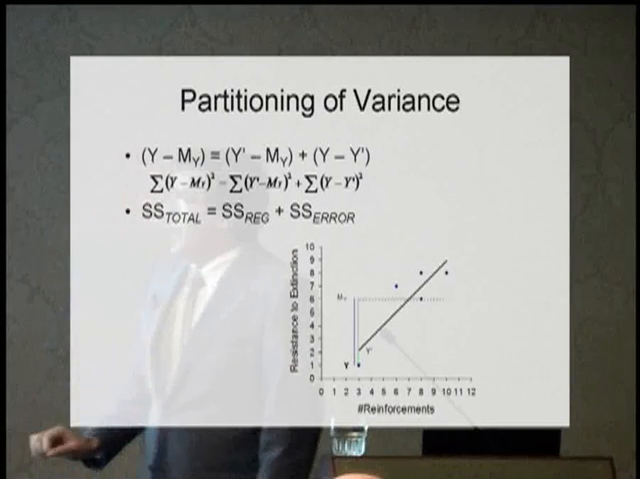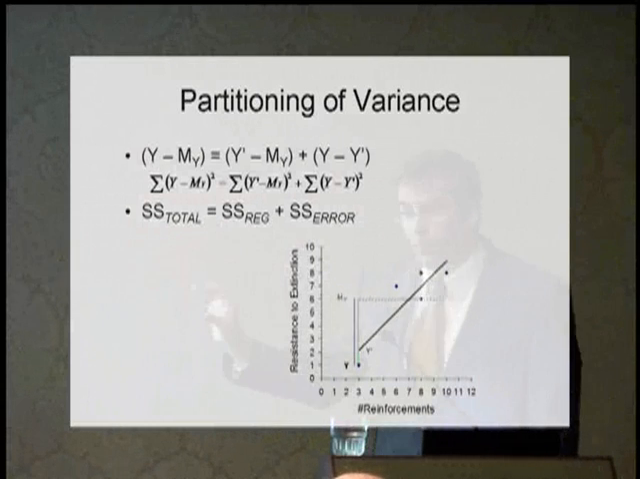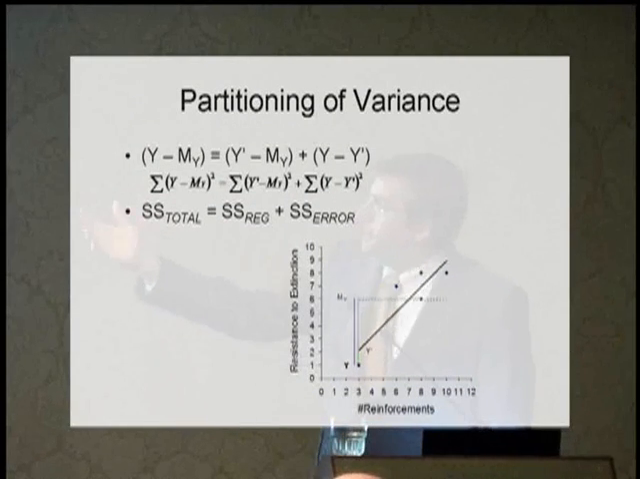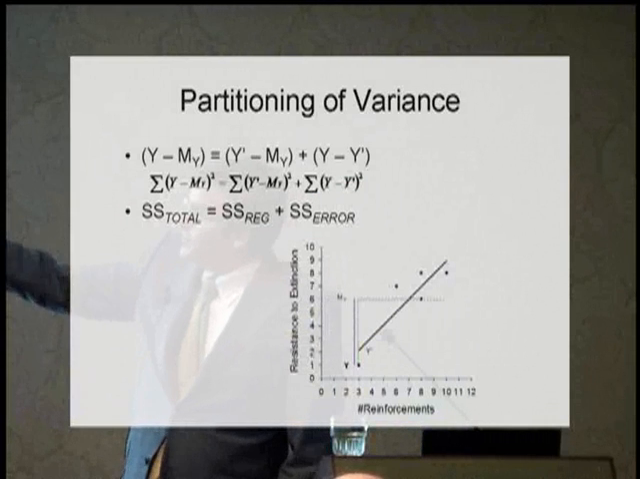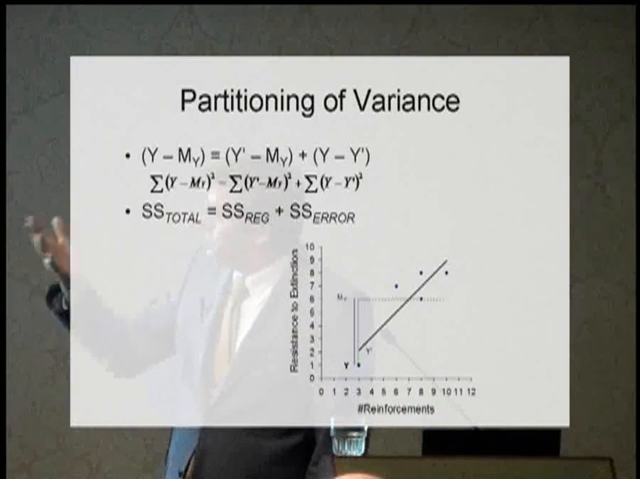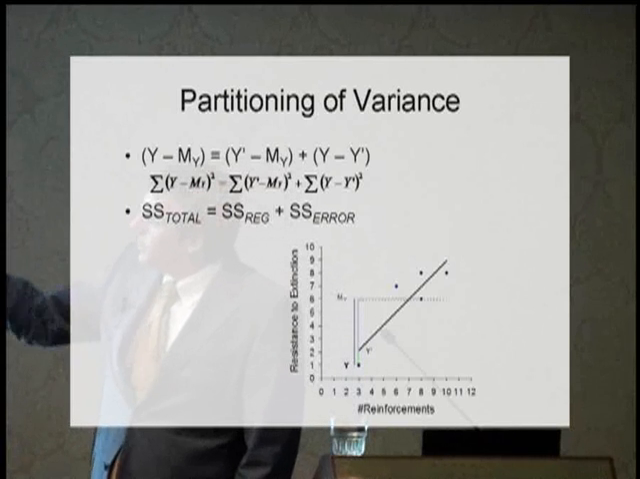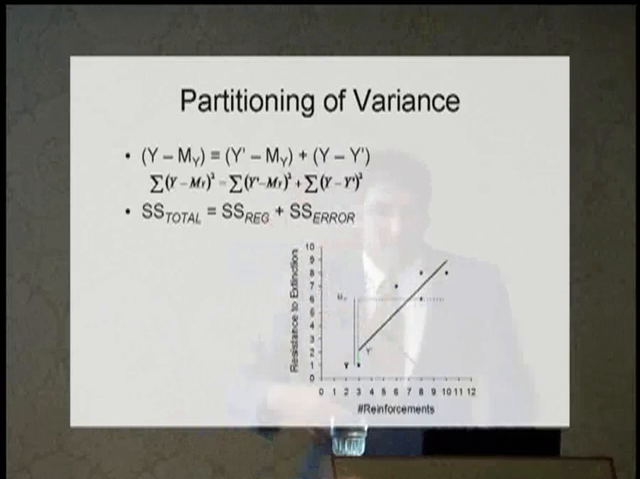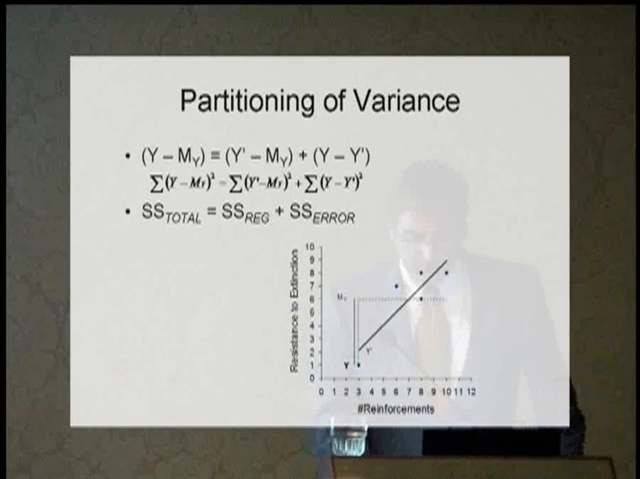And if you calculate those deviations for each of the points, square them and sum them up, you get the sum of squares total, which is essentially the total variance in your data, in 2 components, SS regression plus SS error. So SS regression is the variance in the data that's explained by your model, and SS error is the variance that's left unexplained.